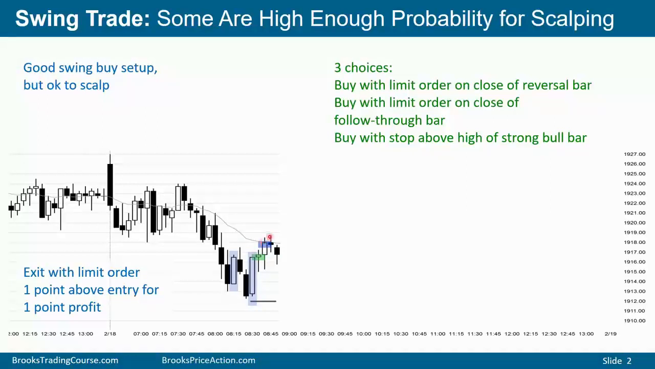You'll have bear scalpers who will sell a strong bull close at the moving average, especially given that the follow-through was not all that aggressive. It's only a 1-tick bull doji, so some bear scalpers will sell at the moving average or the close of this bull bar for a scalp down.